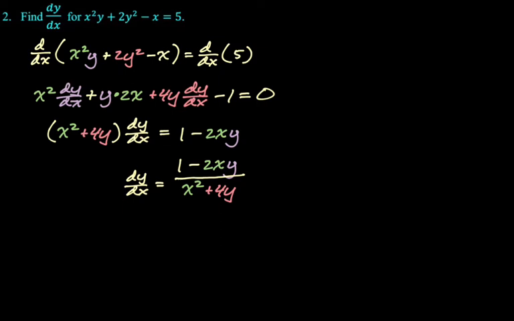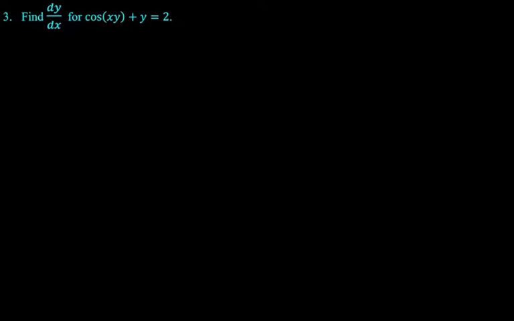And that's it. I think the next problem is also implicit differentiation. So let's do it. We want to find dy/dx for cosine of xy plus y equals 2. So when we find the derivative of cosine of xy, we're going to have to use the chain rule, right? The derivative of cosine of something is negative sine of that thing times the derivative of that thing. To find the derivative of xy, that's a product, so we need the product rule.